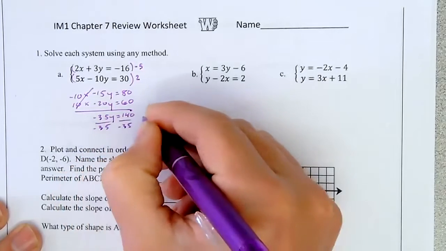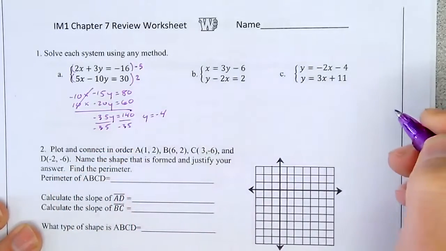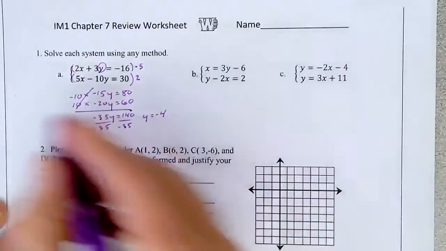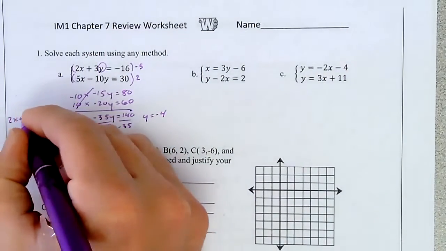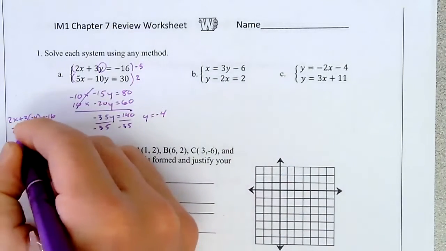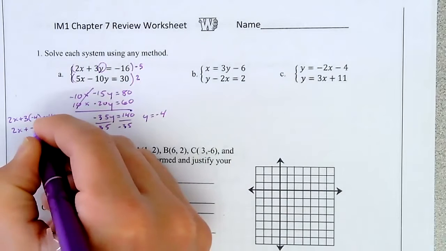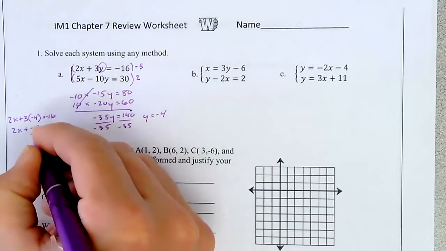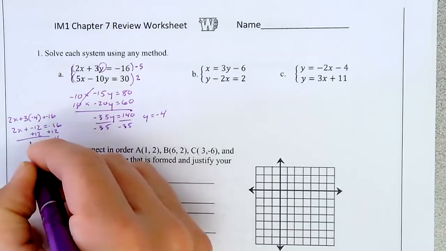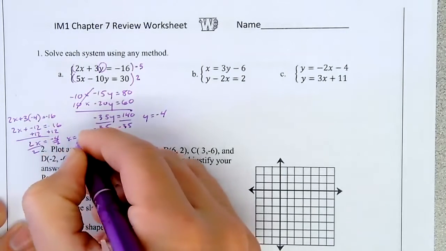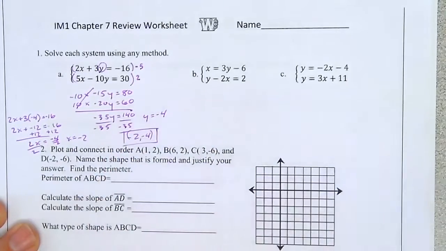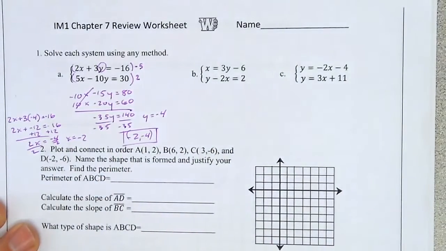Divide both sides by -5. We get an answer of y equals 4. I'm going to plug it back in for that y up top to solve for x. 2x plus 3 times -4 equals -16. 2x minus 12 equals -16. Add 12. 2x equals -4. Divide by 2, x should be -2. Get -24 for that one.